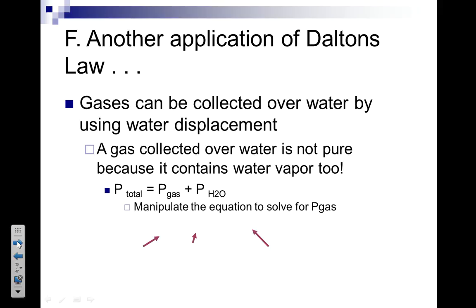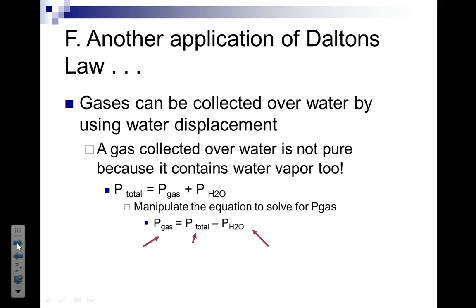So if we manipulate this equation and solve for P gas, or the partial pressure of the gas you collected, then the formula becomes: partial pressure of the gas is equal to the total pressure minus the vapor pressure of water.